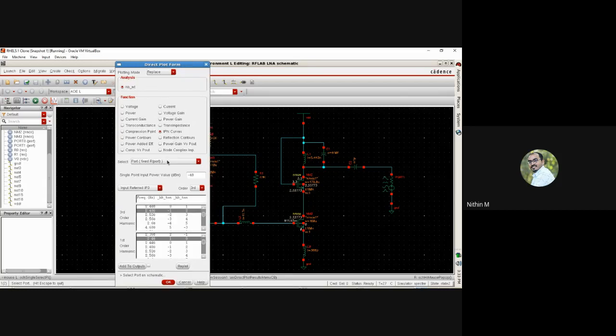One is you have to select a port. So I'll be selecting the fixed R port because the output itself is a port terminated with 50 ohm impedance. Then I have to choose a single point input power value. There are different options actually to do this. So what I'm doing here is I'm considering the input power value as minus 40. Correspondingly, I am evaluating the IP3 value. Then there is an option whether I want the IP3 value referred to the input side or output side. I can take either of that.